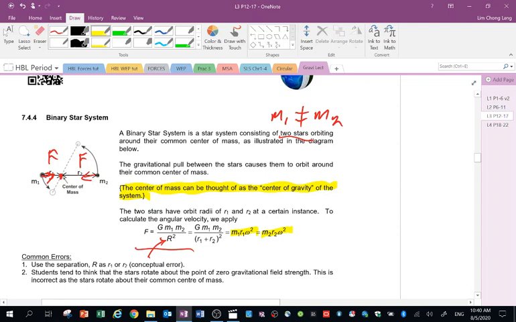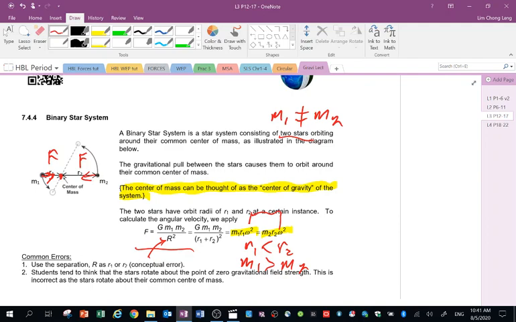And you wonder why this is possible. Well, although R1 is actually less than R2, okay, look at the diagram, it simply means that M1 now must be more than M2. So that would balance out. Okay, they have the same omega. Take note, they have the same omega. So if R1 is less than R2, M1 must be more than M2. Okay, so this is the binary star system.